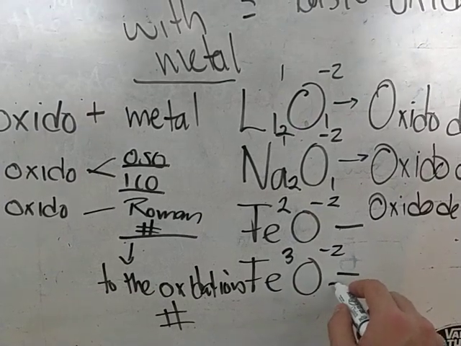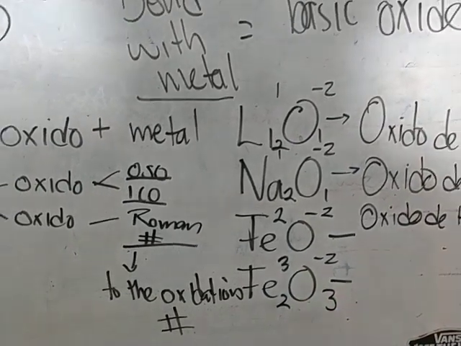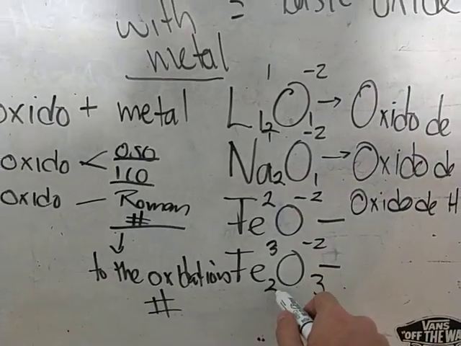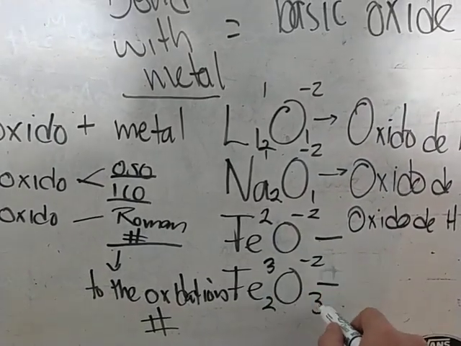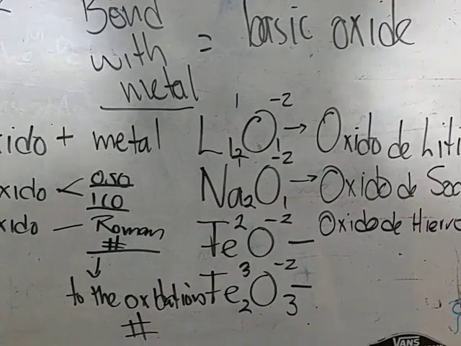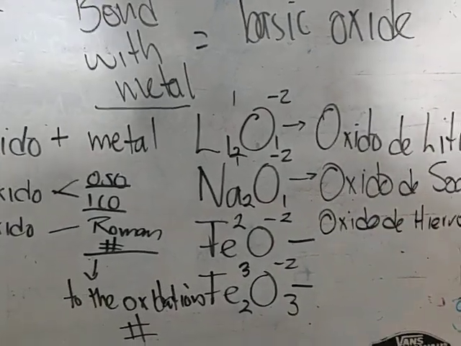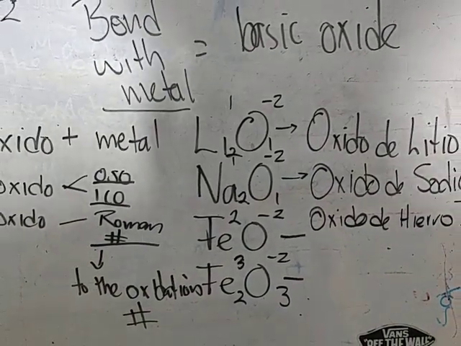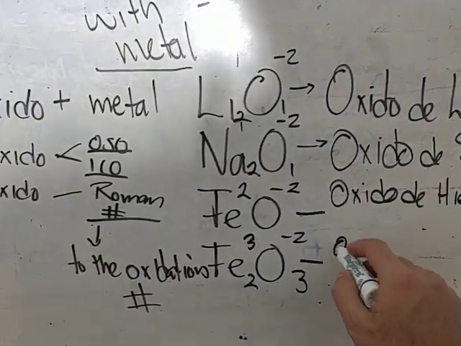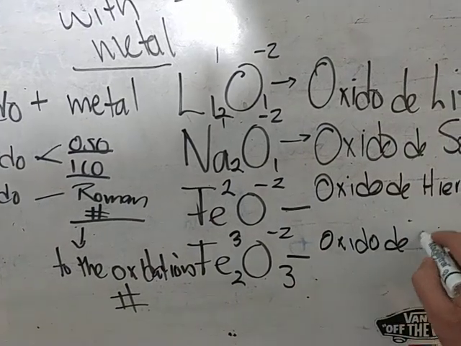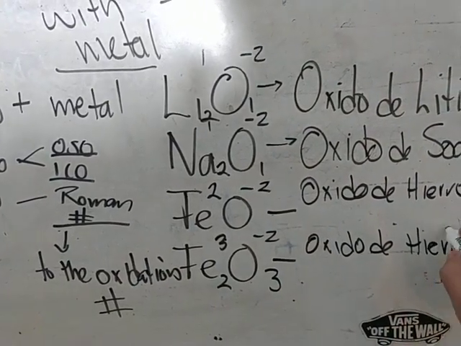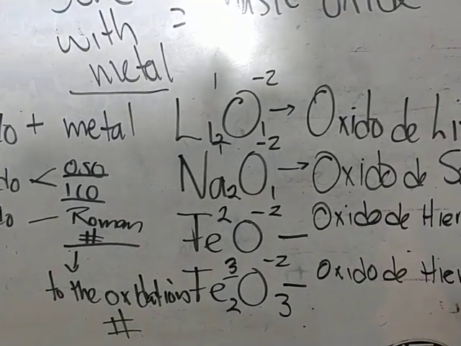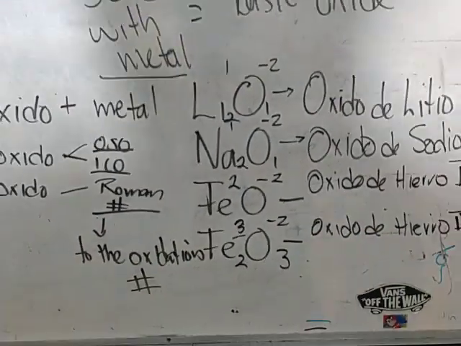We're going to balance it. In this case, they are perfectly balanced, because 3 by 2, we're going to have 6, and the -6. So 6 minus 6, 0. So in that case, they are perfectly balanced. So I give the name óxido de hierro. What oxidation number do I have? 3. So óxido de hierro 3.